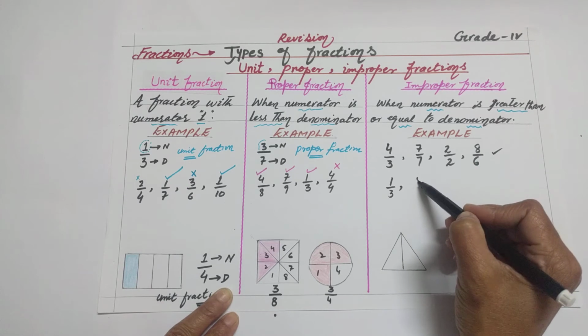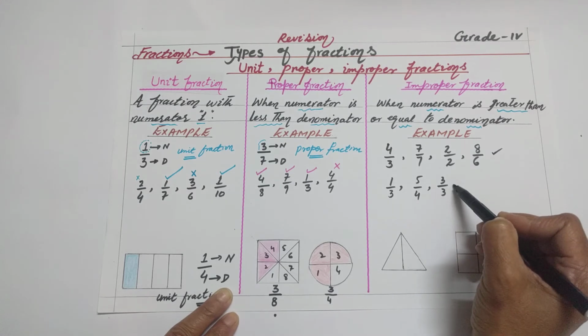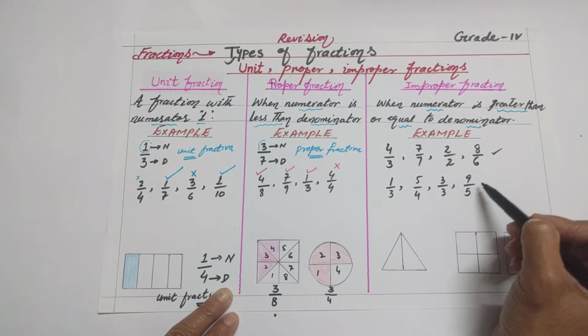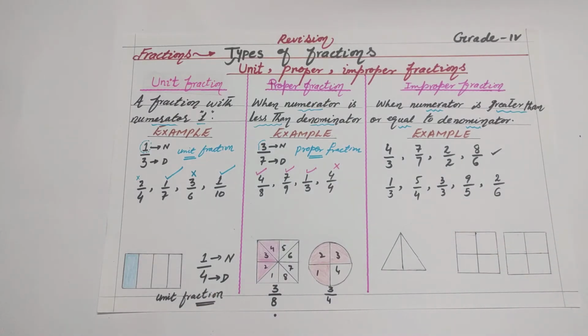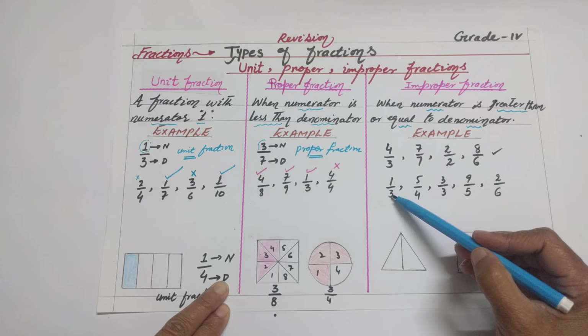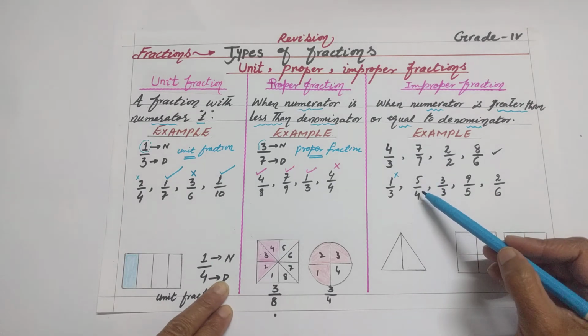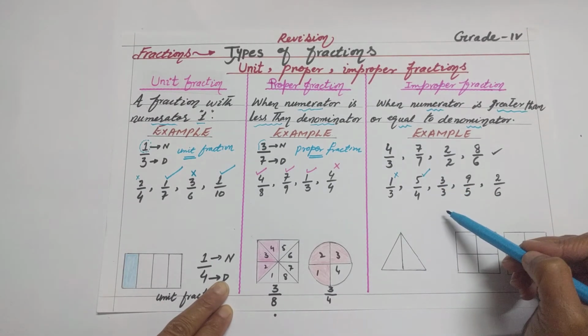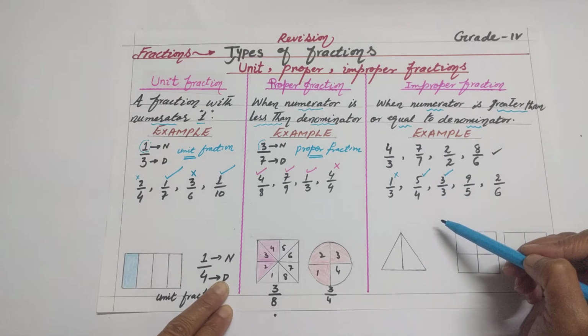1 by 3, 5 by 4, 3 by 3, 9 by 5 and 2 by 6. Now from all these fractions I have to choose the improper fractions. Let's start. According to improper fraction, the numerator may be greater or may be equal. 1 is less than 3. It means this is not an improper fraction. 5 by 4. 5 is greater than 4. It means this one is an improper fraction. 3 by 3. Numerator and denominator are equal. It means this one is an improper fraction.